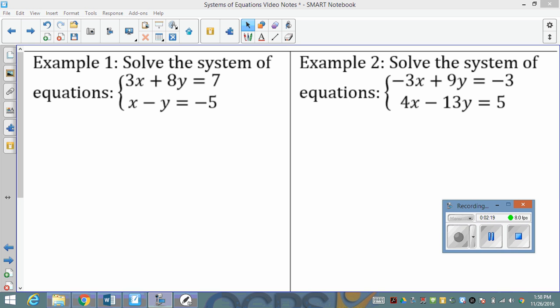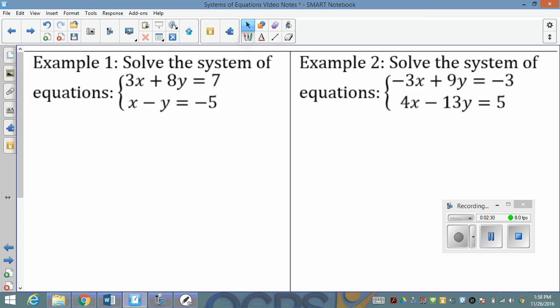Okay, starting with our example 1. We want to solve the system of equations 3x plus 8y equals 7 and x minus y equals negative 5. To start, we will use the elimination method here because they are both in standard form. However, I don't have exact opposite coefficients. So I don't have, for example, a 3x and a negative 3x, or an 8y and a negative 8y. So I need to multiply one or both of my equations.